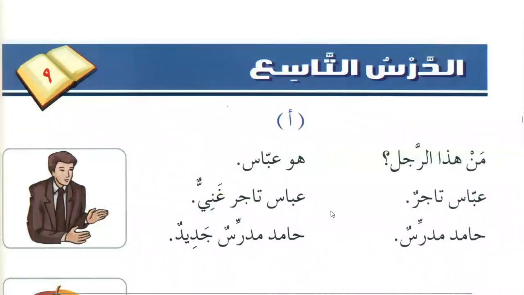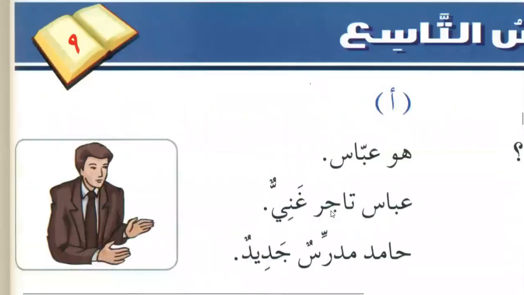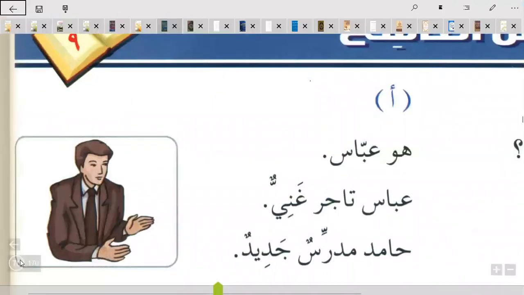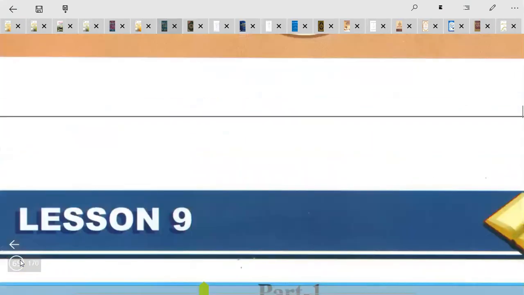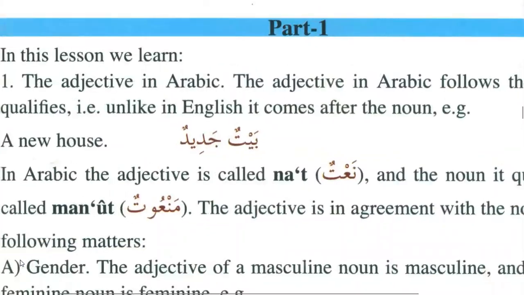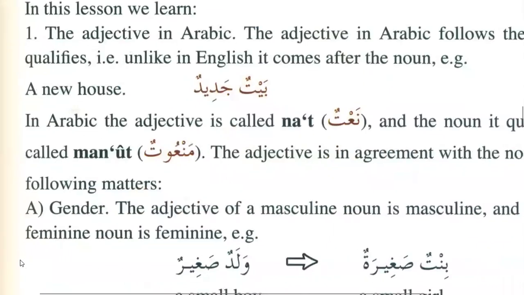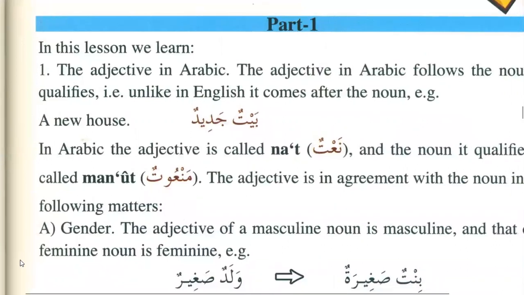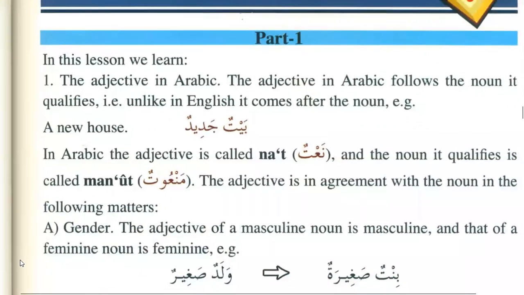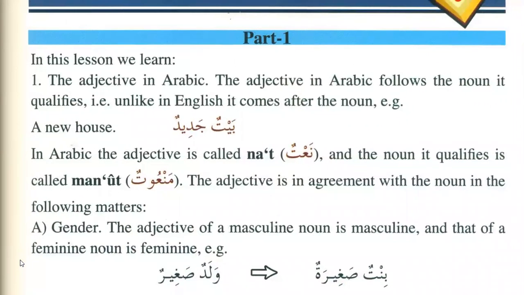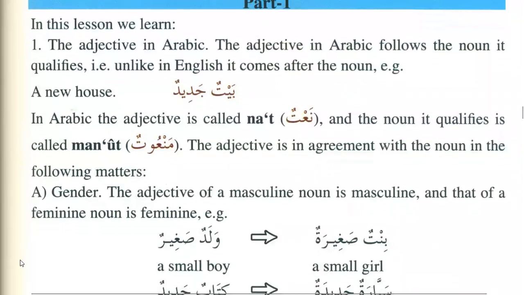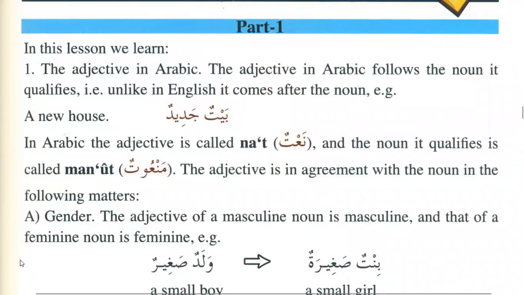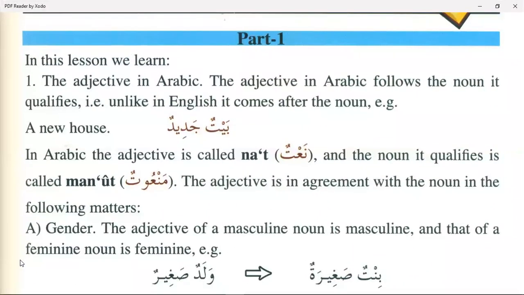Today we'll start the 9th lesson of Andasutasya. Here you will learn about Naat and Manut. The first thing: the adjective in Arabic is called Naat, and the noun about which the quality is told is called Manut. In Arabic, the Manut always comes first and the Naat comes after it.